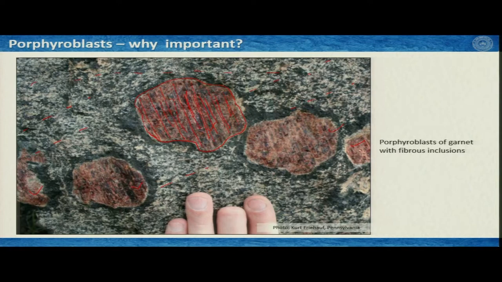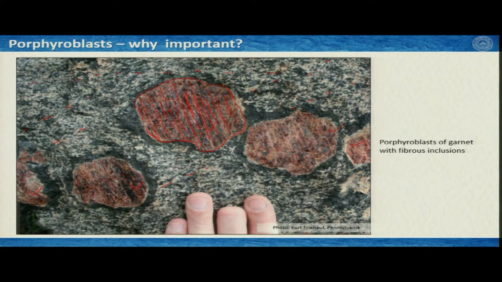Now, in the following slides, I am going to show you the development of this kind of features, and I will use micro photographs. These are mostly adopted from a book called Microtectonics, written by Passchier and Trouw. For this particular topic, I would refer to that book, Microtectonics, which explains the features of porphyroblasts in a very nice way.